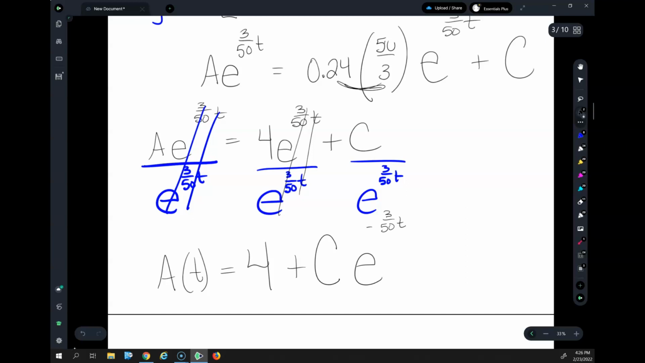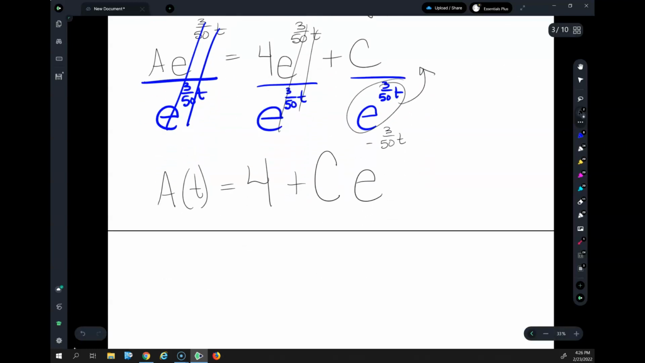This is just a personal preference. All I did is pull that up to the numerator by making the exponent negative. Anytime I can avoid fractions, I try to do that. So it's, again, just personal preference. So this is our general solution.